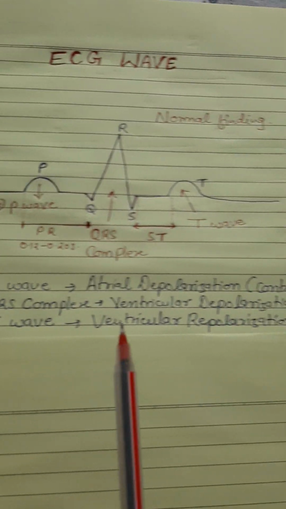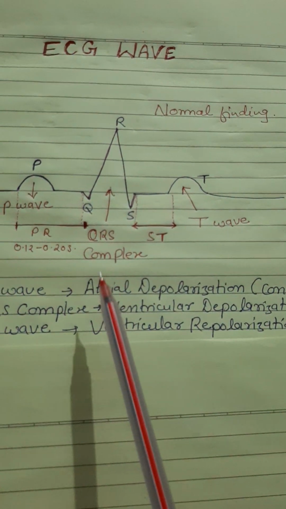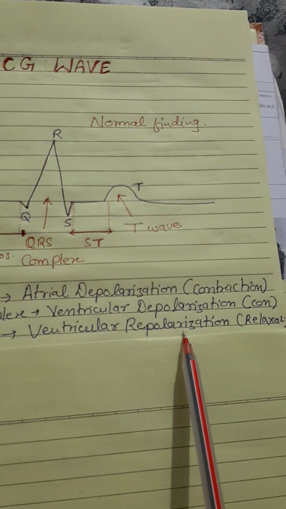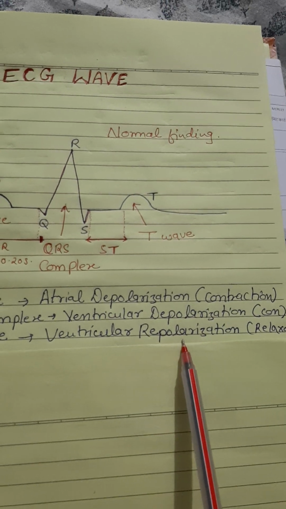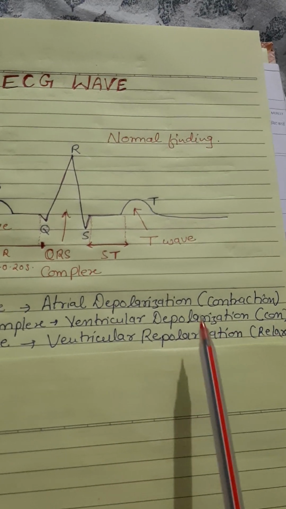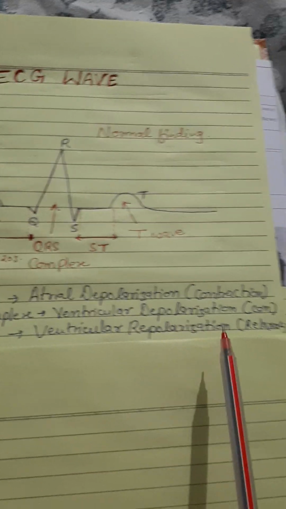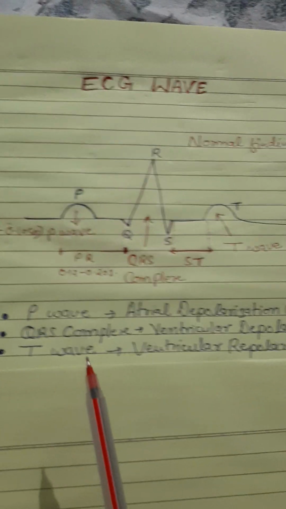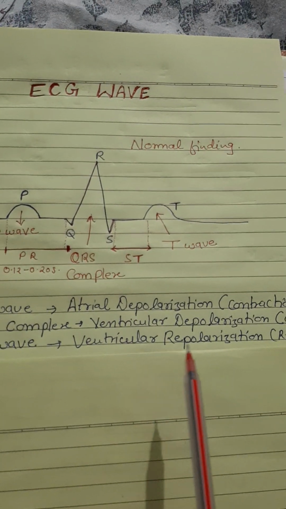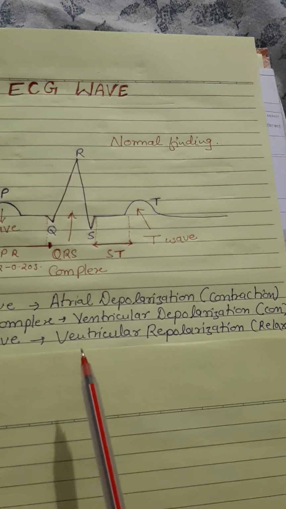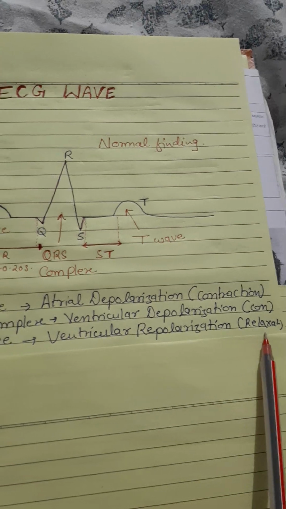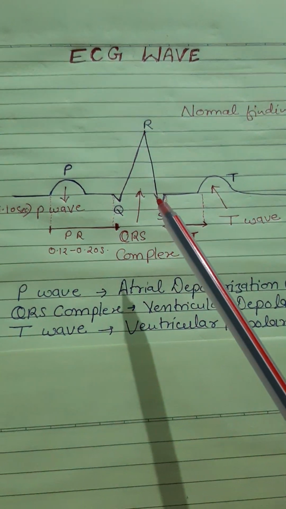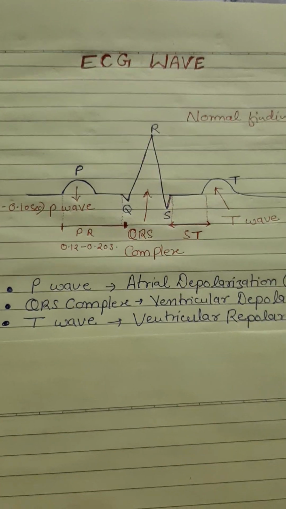Now the T wave. The T wave is just the opposite of these two. When the ventricles relax, that is ventricular repolarization. Repolarization means relaxation. So don't be confused about depolarization and repolarization. Repolarization means relaxation of the ventricles and depolarization means contraction. So the T wave is present when ventricular repolarization occurs, when the ventricles relax. These are the activities indicated by the P wave, QRS complex and T wave.